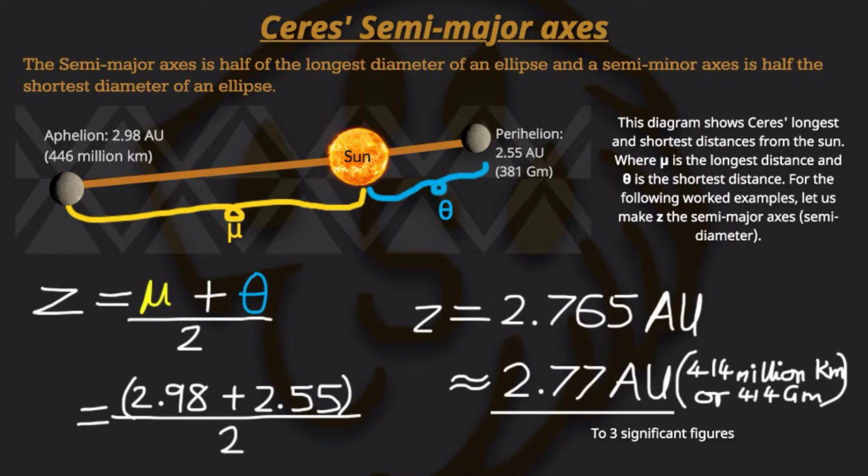pardon us, they are not in more than 3 significant figures, but we'll just deal with that. We will still get a more accurate, precise answer, divided by 2. So then our Z will be equal to 2.765 astronomical units. That's in 4 significant figures, and that's approximately equal to 2.77 astronomical units, or basically it's equal to 414 million kilometers, or 414 gigameters. That's 3 significant figures for accuracy.